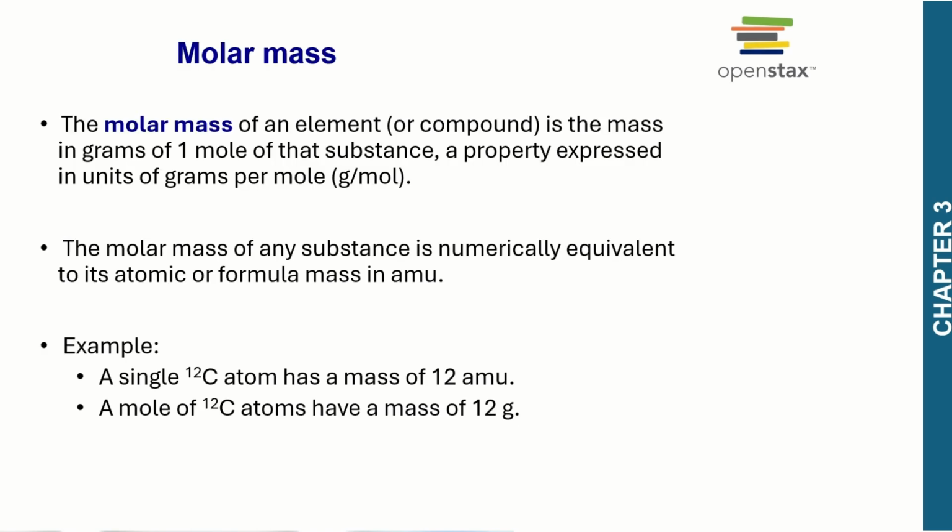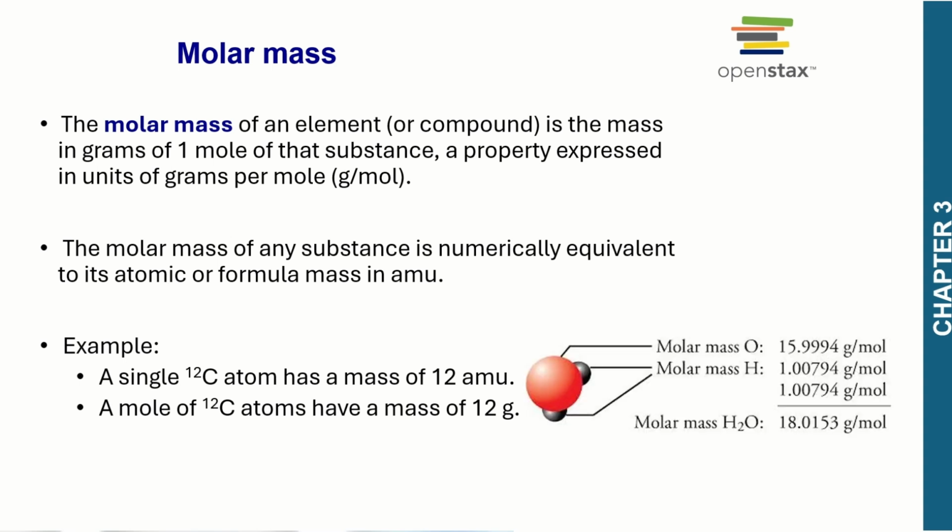What is the molar mass? Molar mass is exactly the same thing as the formula mass. However, we're going to express the units in grams per mole. It is the mass in grams of 1 mole of the substance. So a single carbon atom has a mass of 12 atomic mass units, so a mole of carbon atoms has a mass of 12 grams.